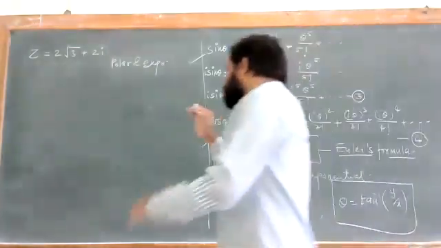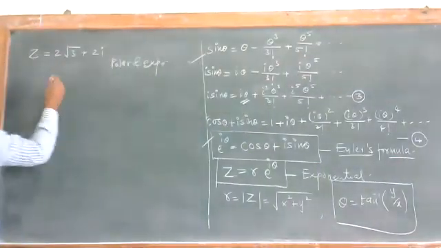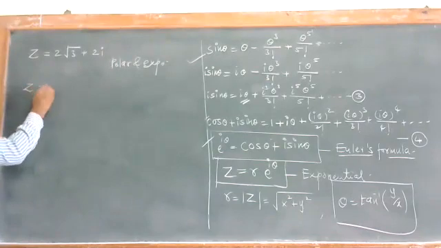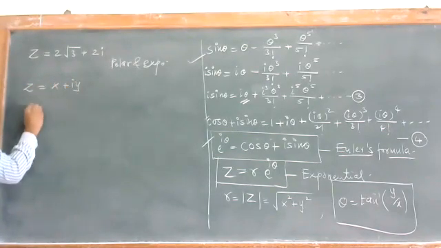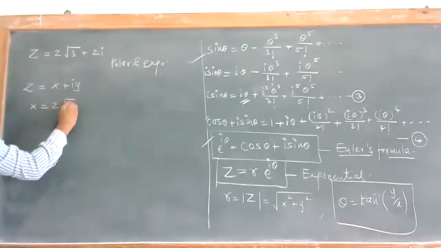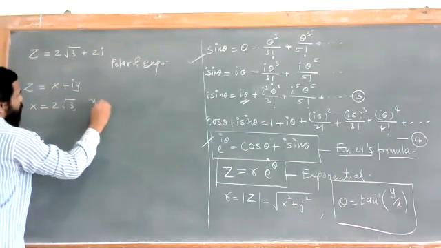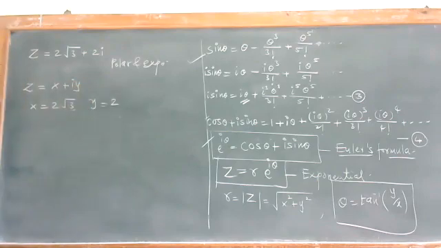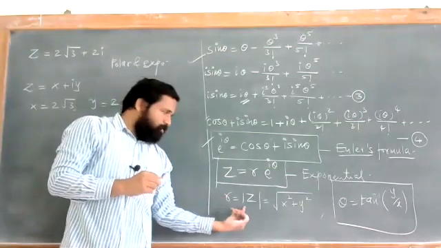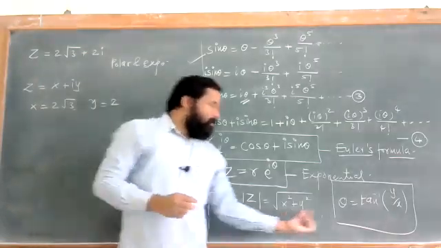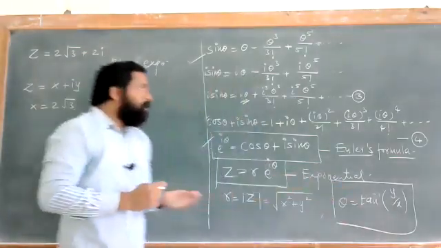Okay, so just say we'll compare this complex number with z is equal to x plus iy, and we can write this x is nothing but 2 root 3 and this y is equal to 2. So what will we have to find out? We'll have to find out two things. First is the modulus or value of r, and the second one is theta. So let's just check it out.